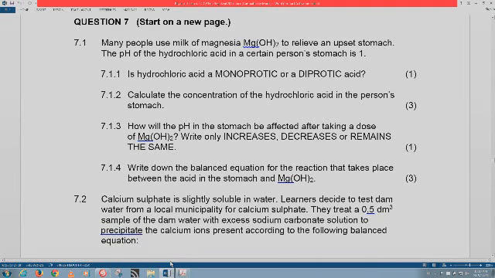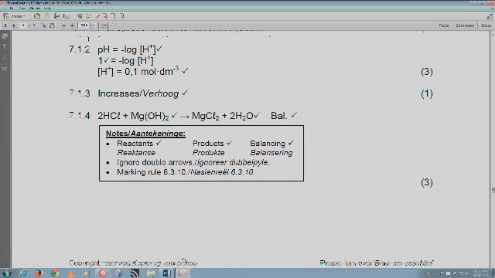7.1.3, how will the pH in the stomach be affected after taking a dose of magnesium hydroxide? Write only increases, decreases, or remains the same. Now the answer for 7.1.3 will definitely be increases.